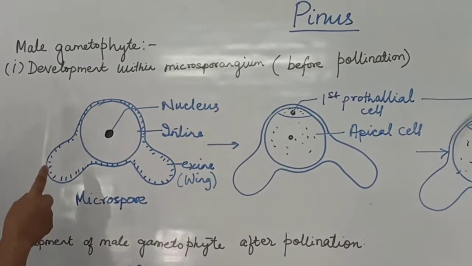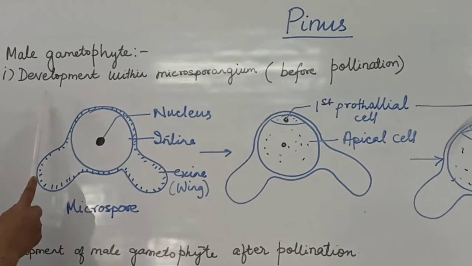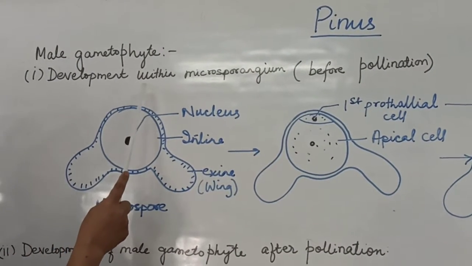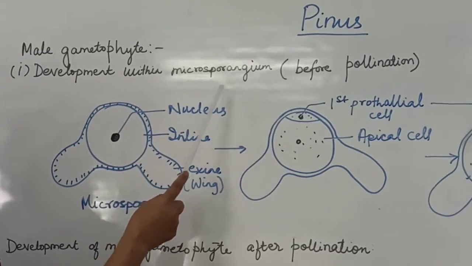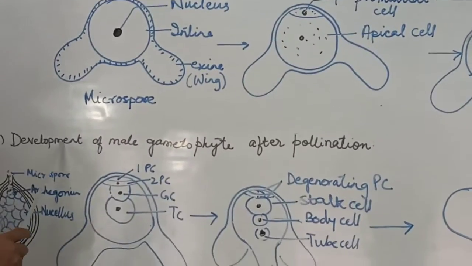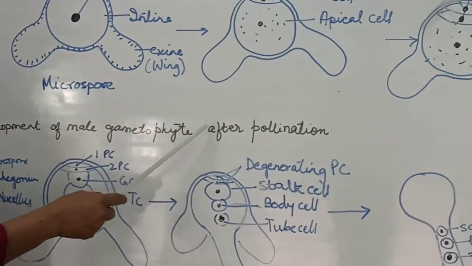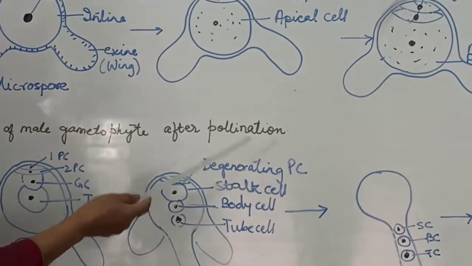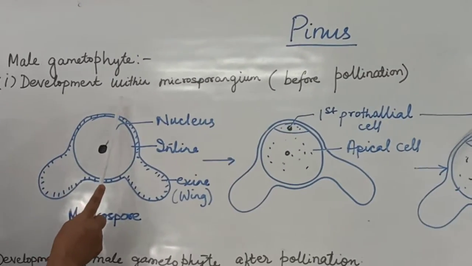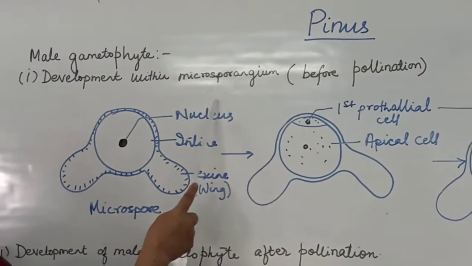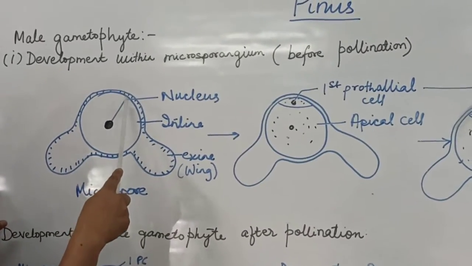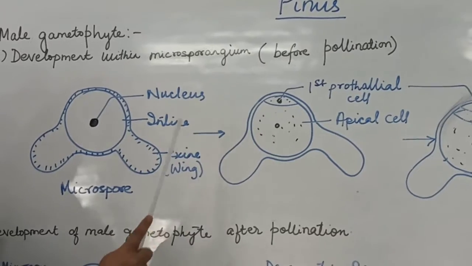So when we talk about the male gametophyte development, we will study under two subheadings. One is development of male gametophyte within microsporangium, and that is before it is pollinated. Number two is development of male gametophyte after pollination. So we start with the first one, development of male gametophyte within the microsporangium. That means when the microspores are still in the microsporangium, this development takes place.